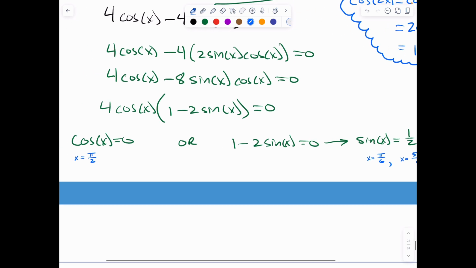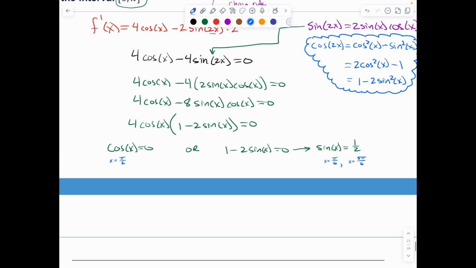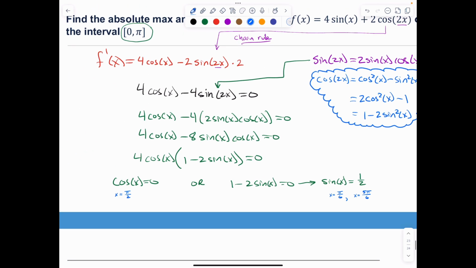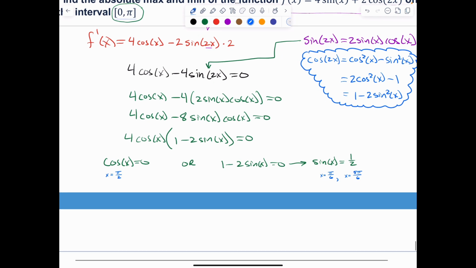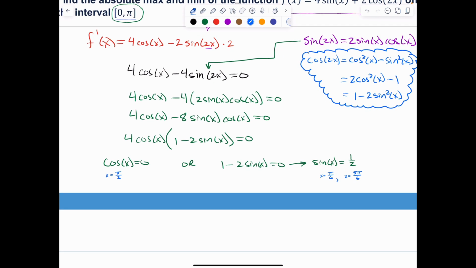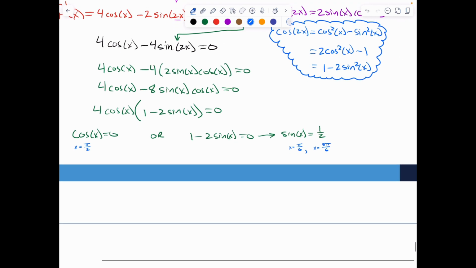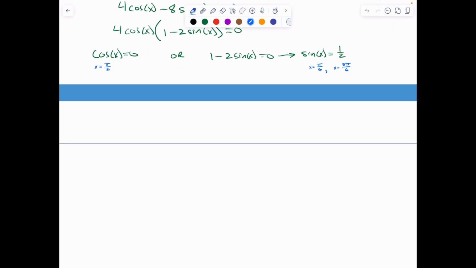Okay, so those are my critical numbers. Fortunately, we don't care about anything outside the range 0 to pi, because the sine and cosine repeat themselves, so there are many, many more critical numbers, but these are the only ones in the range that I'm interested in. So let's make a table.